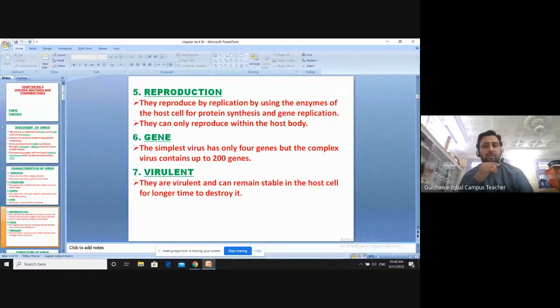What is virulent? Viruses are virulent. Virulent means they can remain stable inside the host body for a longer time, and they can destroy the host body. Virulent means poisonous. Okay, so they live inside the host body, they survive over there for a longer time, and then after that they destroy the host body. Slowly and gradually the virus destroys the host body.